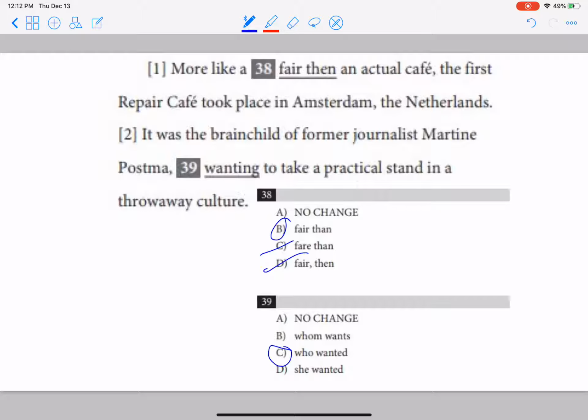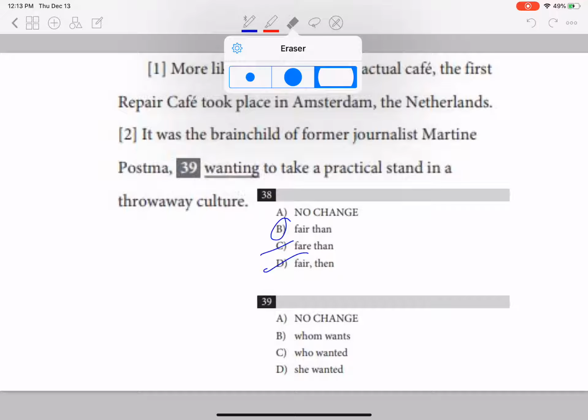But if you had done it the other way, if you had read it and been like, okay, whom wants, plug it in. Who wanted, plug it in. She wanted, plug it in. Then that takes me a whole minute instead of just 5 seconds. And that's a whole minute that I could use on another question that I'm really going to struggle with. So time is key here. Time is definitely key.